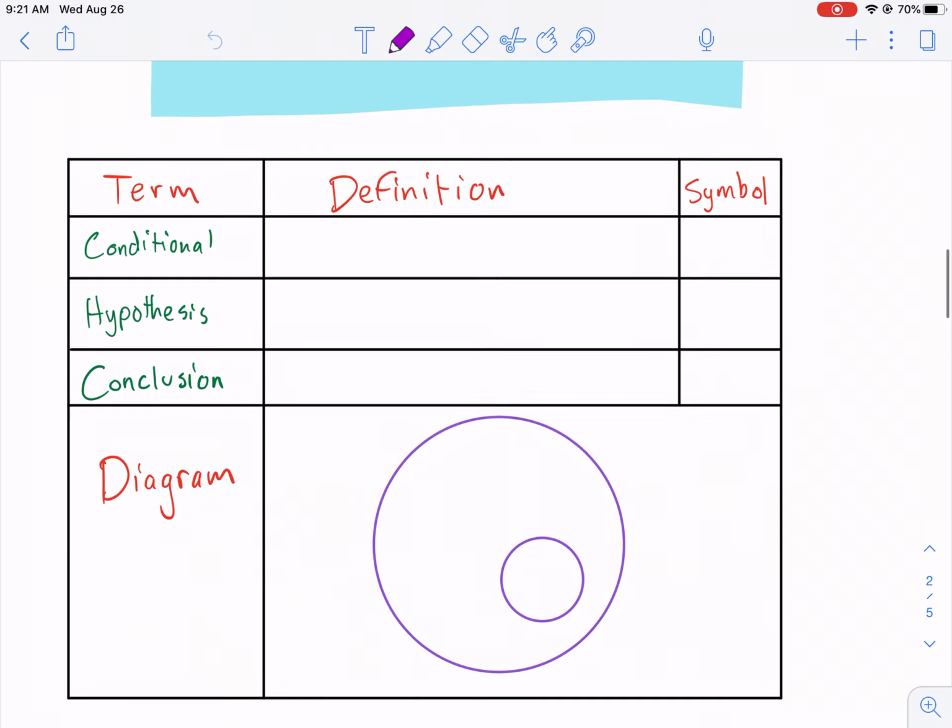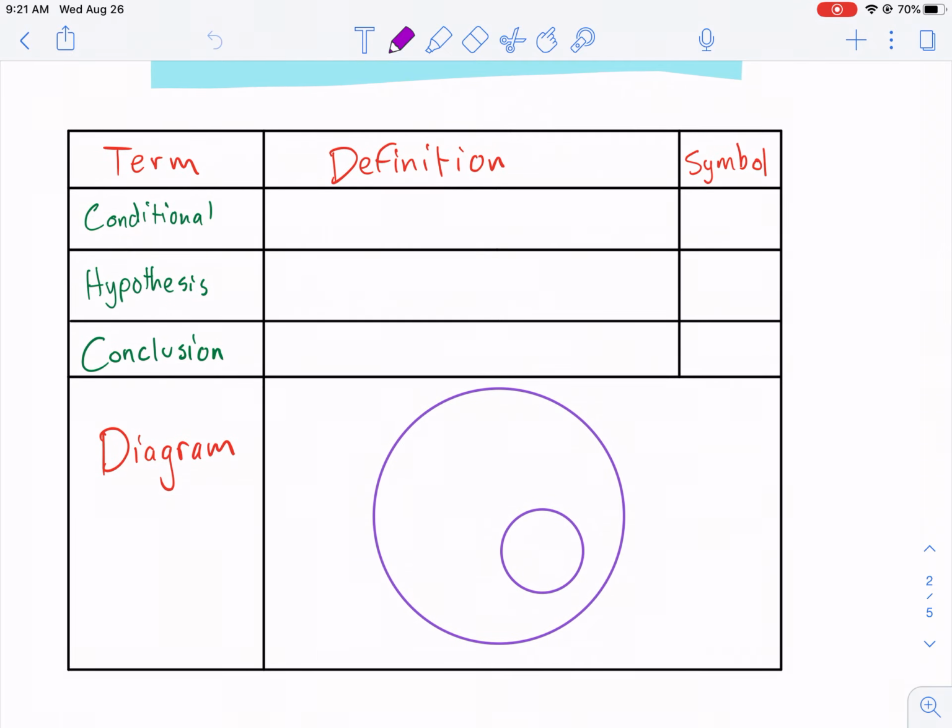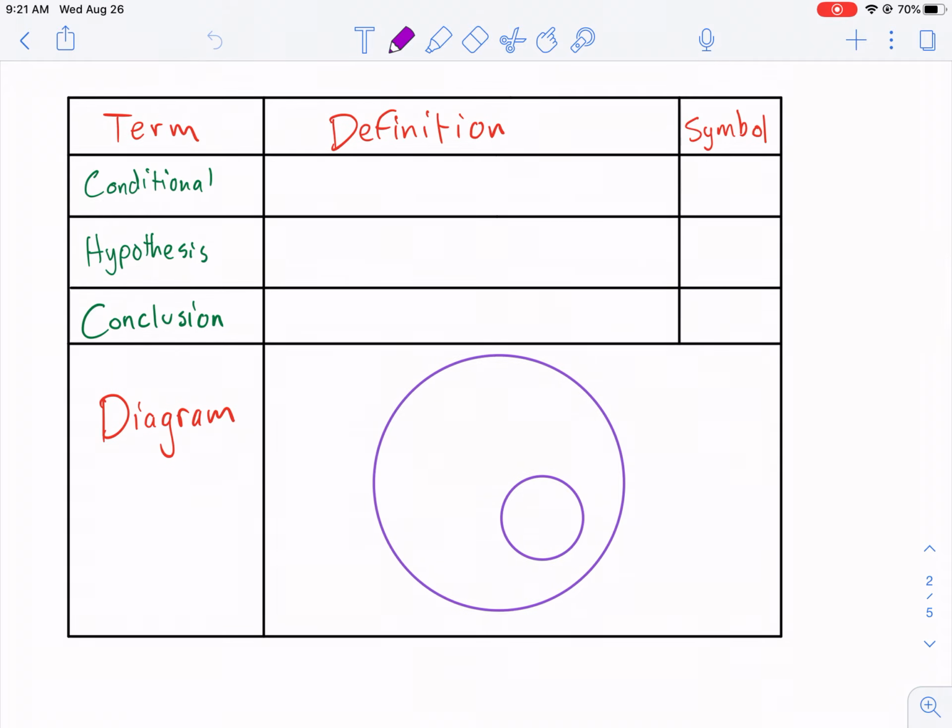Now, this first table is going to seem very confusing at first, but once we get into some examples and see how the mathematics and logic and reasoning blends with the human language, it's going to make a lot more sense. So the first term we need to understand here is conditional. When we're talking about conditional, we're talking about conditional statements. So a conditional statement is an if-then statement.